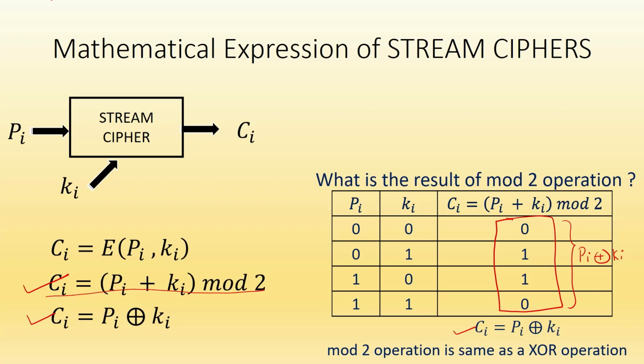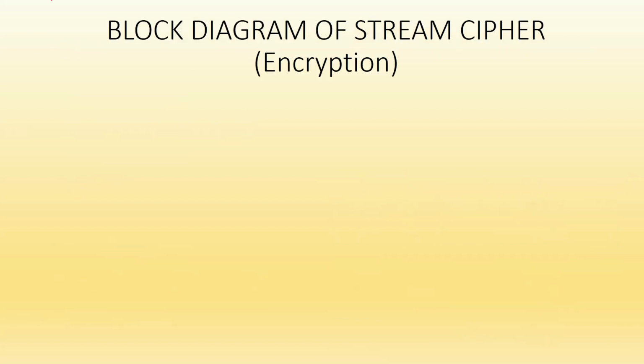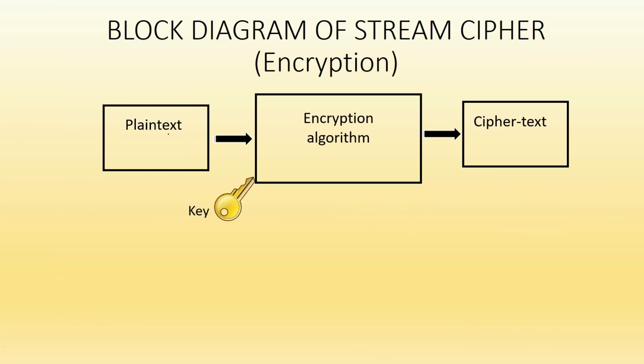Let us now have a look at the block diagram of stream cipher for encryption. As all of you know, an encryption algorithm is used to process plain text using a key and generates the ciphertext. However, we are talking about stream ciphers now. So a stream cipher processes the plain text bit by bit. So it takes the ith bit of the plain text and using the ith bit of the key, it generates the ith bit of the ciphertext. But what is the encryption algorithm that it uses?